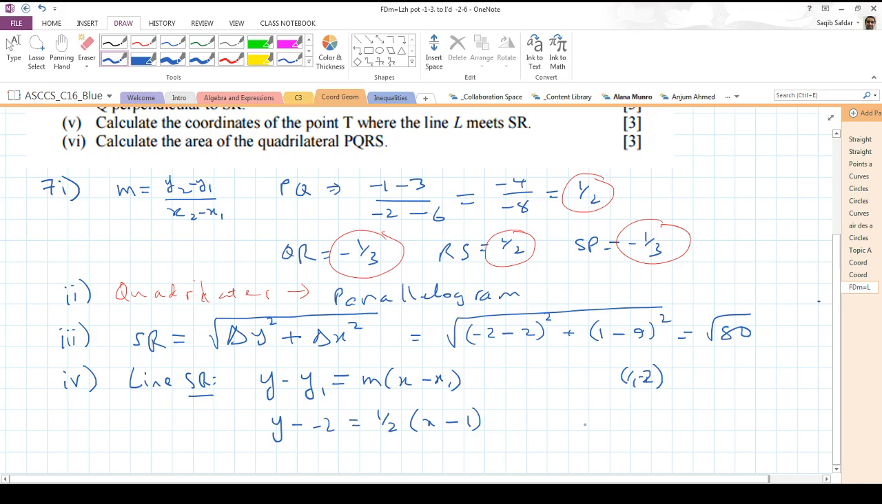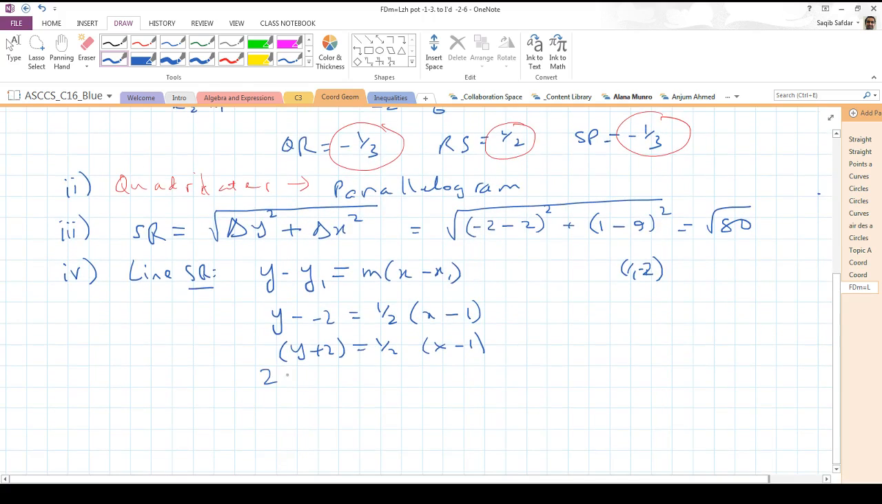And so if we tidy that up, we've got y plus 2 equals a half, x take away 1. Take the half to the other side. So you've got 2y plus 2 equals x take away 1. So now we've got rid of the fractions. You can expand that out, and that should give you 2y equals x take away 5. Is that okay? Alright, good.